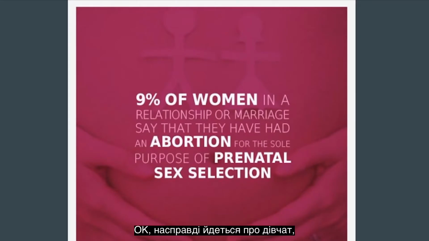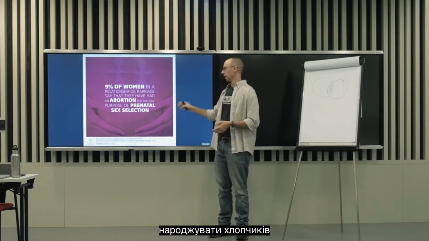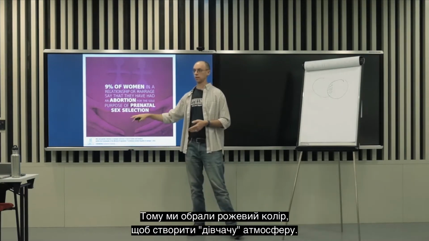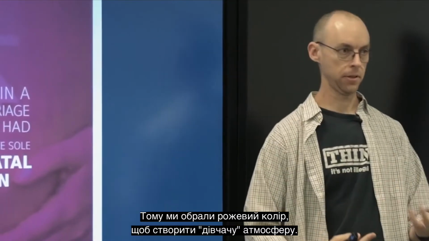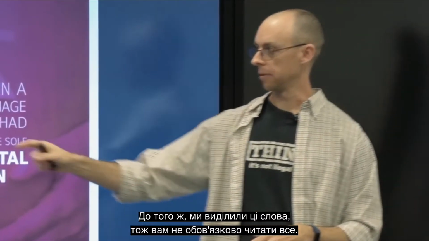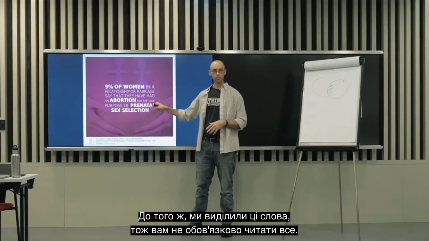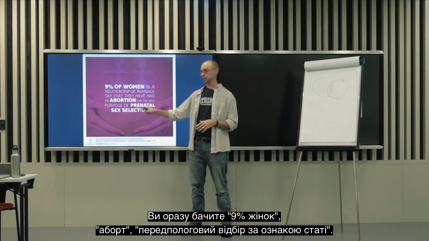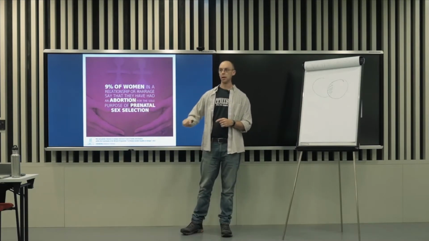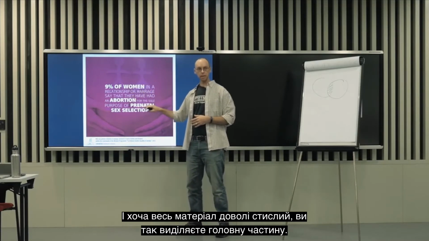Okay, so this is really about girls because women are having abortions to have boys instead. And so we picked the color pink just to have that girl feel. So that's picking color for the mood. Then on top of that, if you see, we kind of made these words stick out, so you don't actually have to read the whole thing. You just automatically say 9% of women, abortion, prenatal sex selection. So even though it's already short, you're just kind of highlighting the main piece.